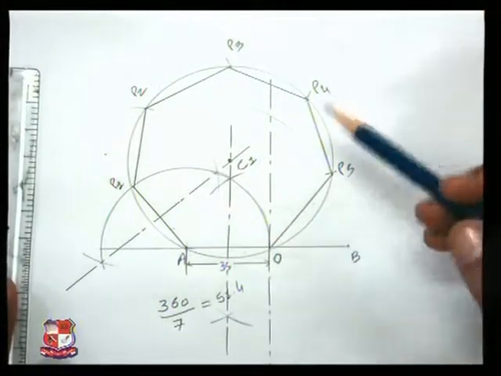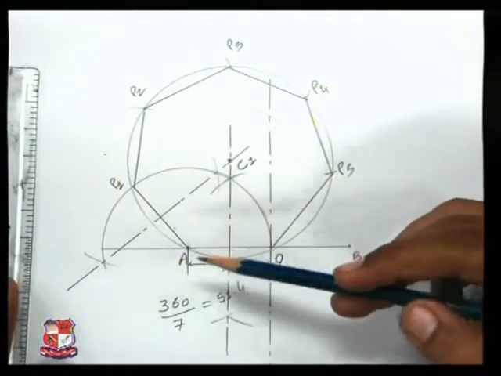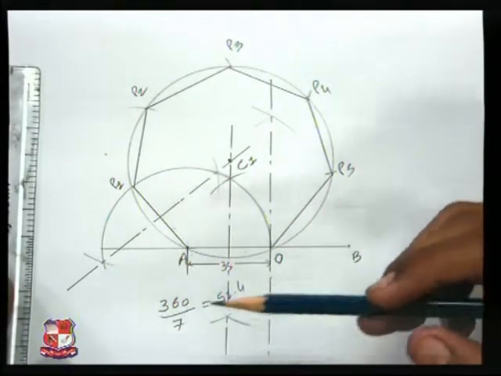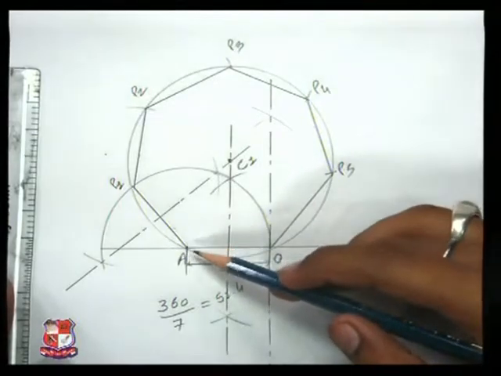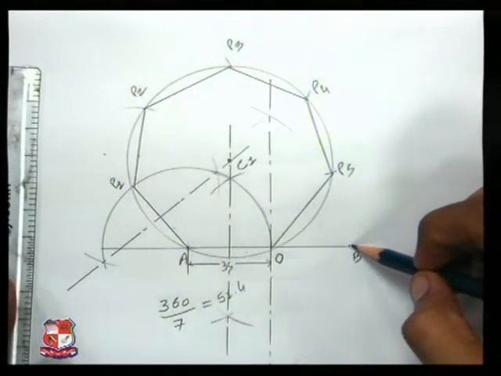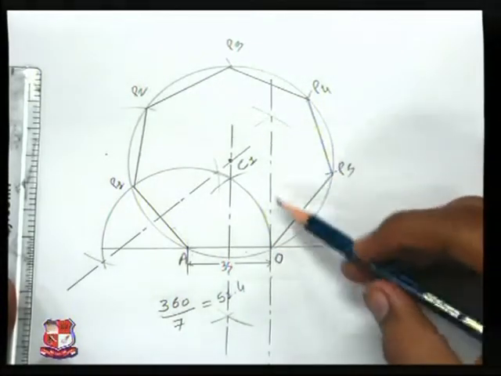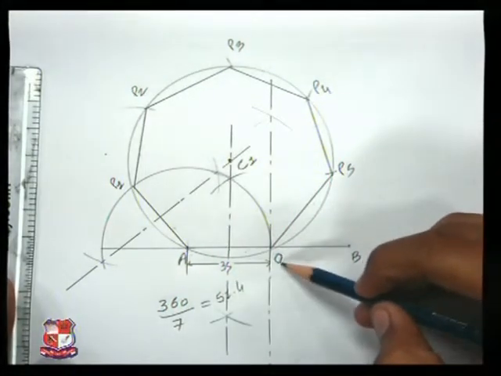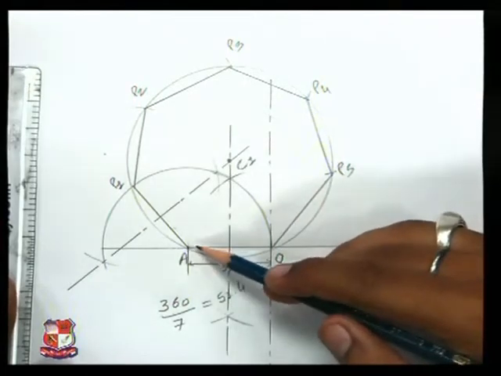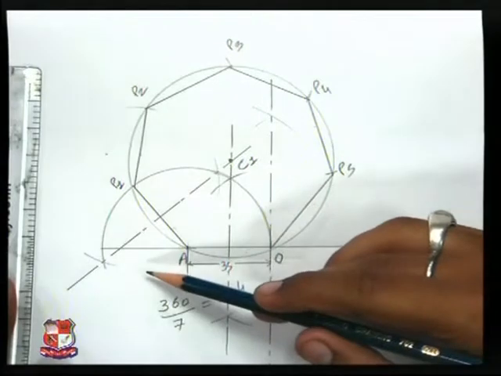First of all, we need to draw a circle of 70 mm diameter, because it has been given in the example itself. So for that, first of all, we have drawn a horizontal line of 70 mm. We have bisected it at point O. Now taking O as center, OA as radius, we have drawn a semicircle.